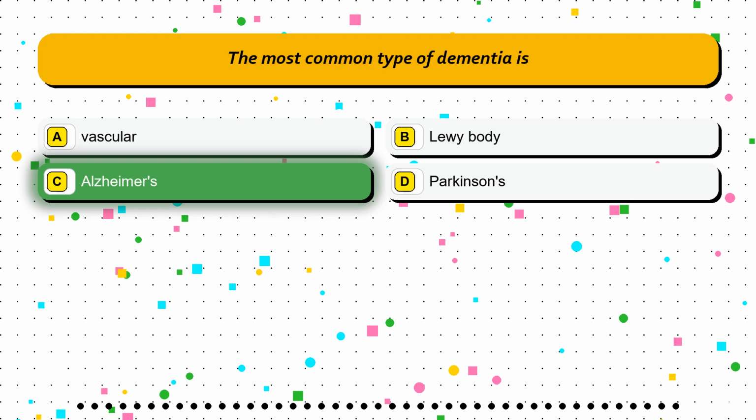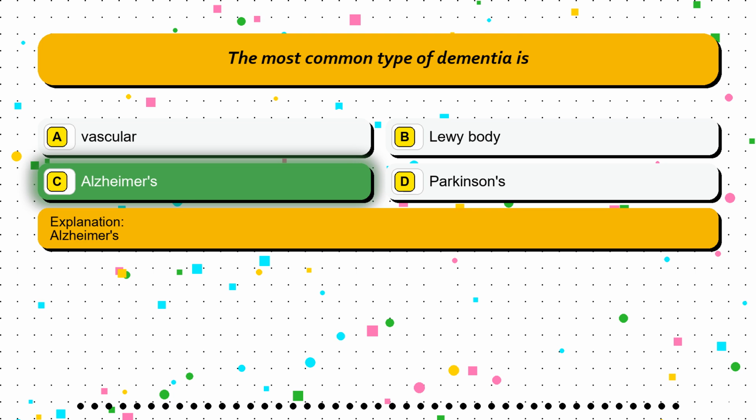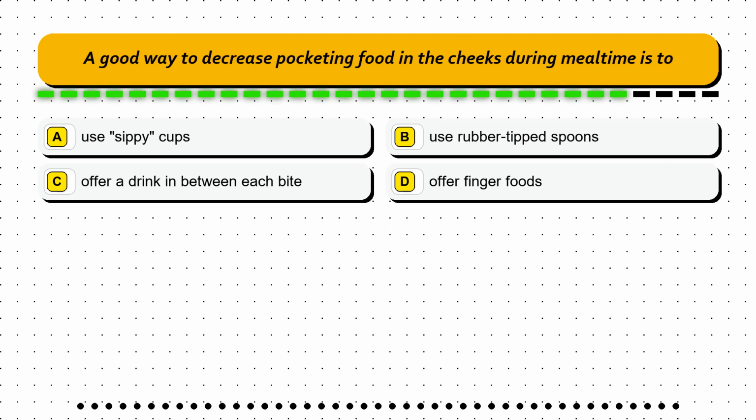The correct answer is option C, Alzheimer's. Question 20. A good way to decrease pocketing food in the cheeks during mealtime is to: Option A, use sippy cups. Option B, use rubber-tipped spoons. Option C, offer a drink in between each bite. Option D, offer finger foods.